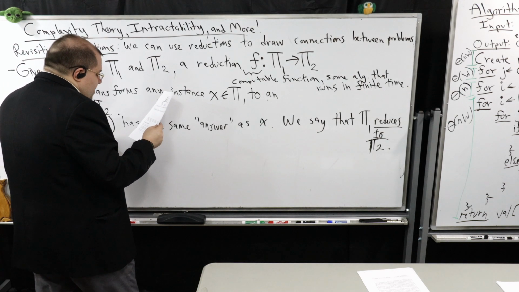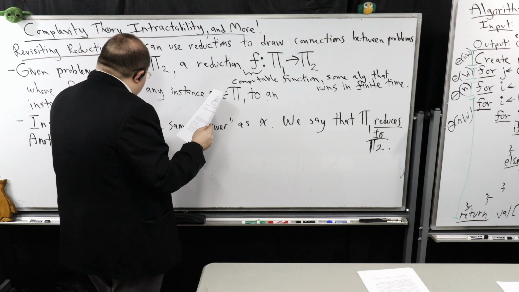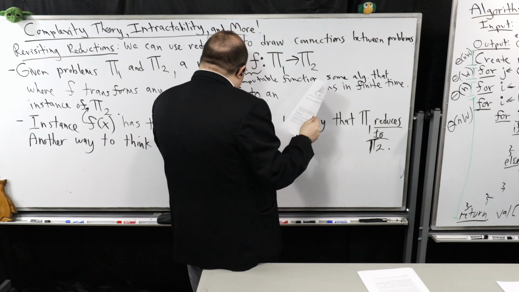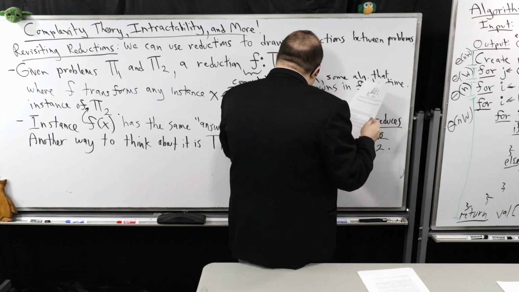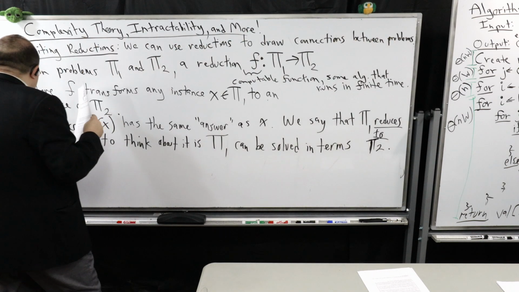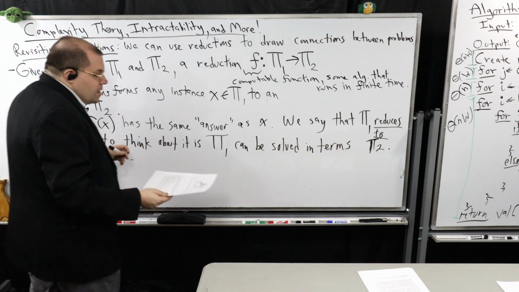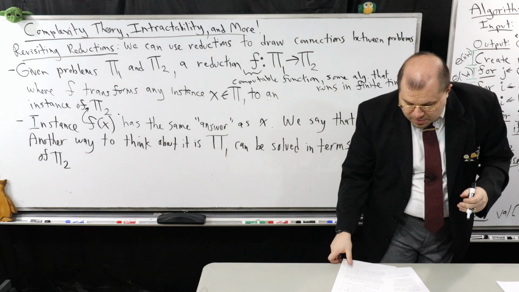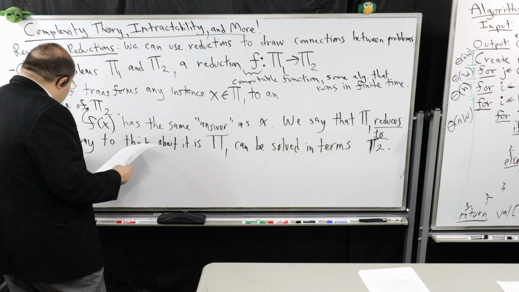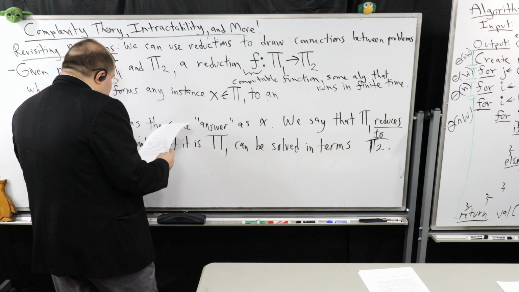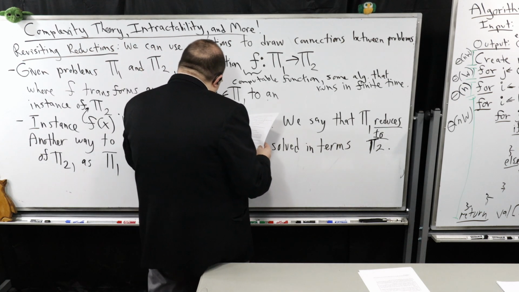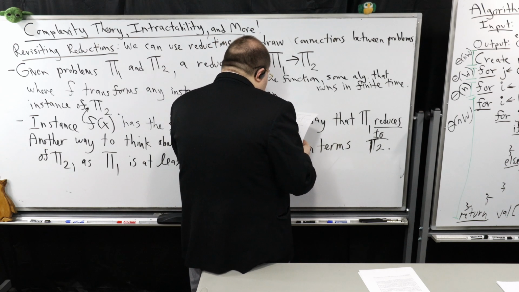Another way to think about it is Pi 1 can be solved in terms of Pi 2. It can be solved in terms of Pi 2, as Pi 1 is at least as easy as Pi 2.